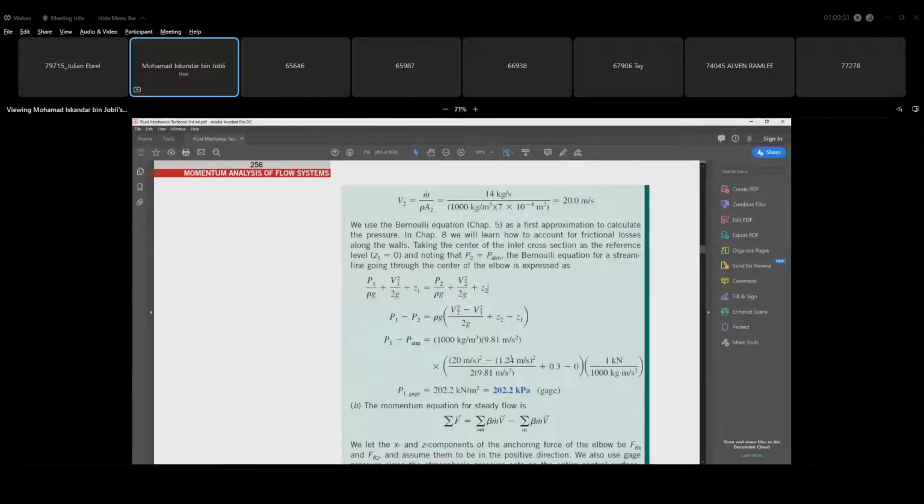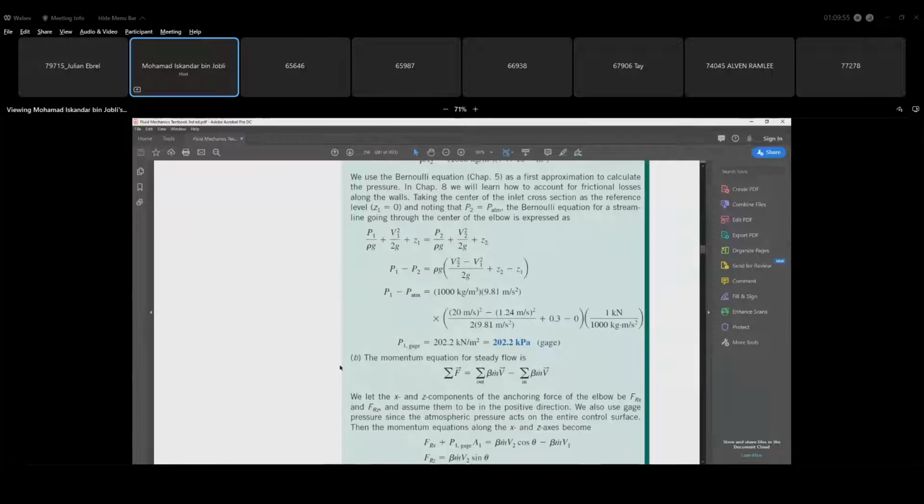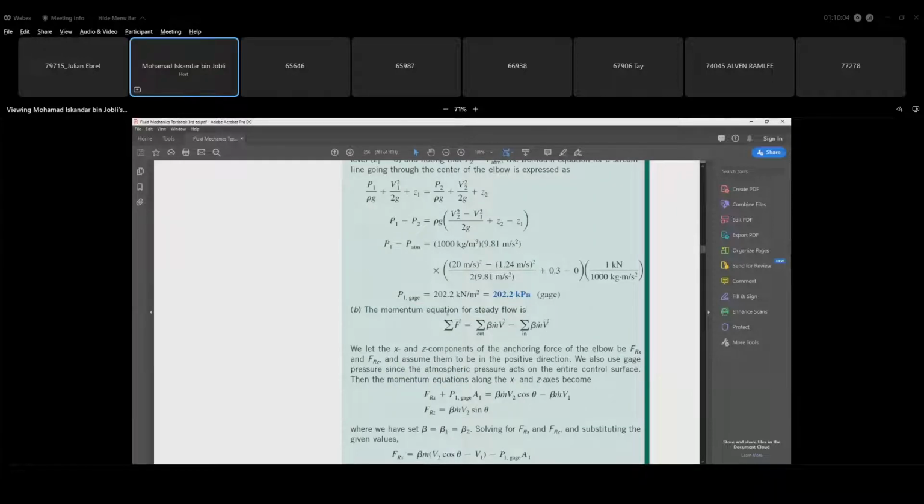We get it directly, but my attention is at point B here, the momentum equation for the flow. Where do you think this is coming from, fellas? Where do you think this is coming from? This is by assuming that the flow is steady.